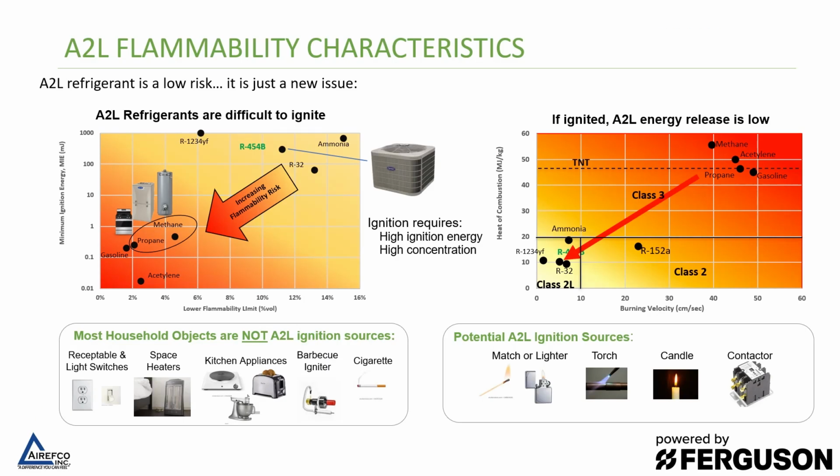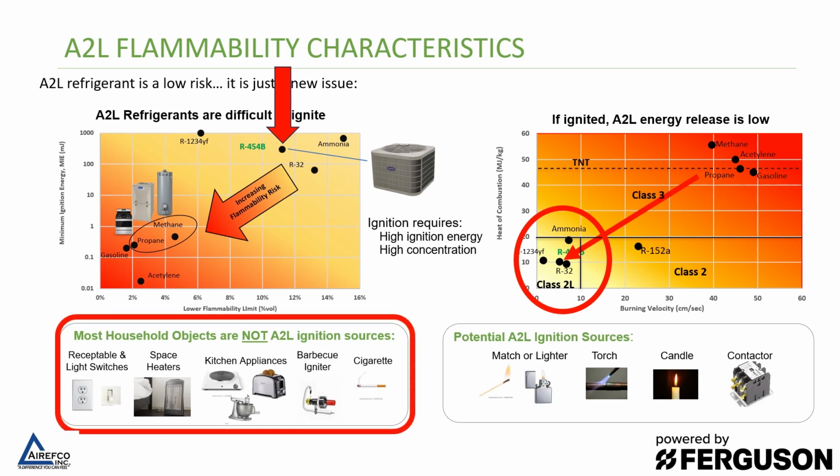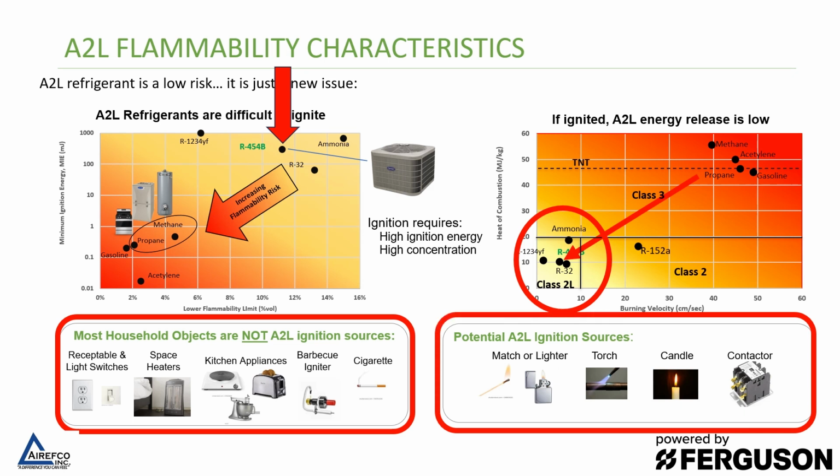This slide further shows the distance of R454B from propane and how it is mildly flammable. It's quite a ways away from the A3 classification refrigerants. And as we said, under most studies, most of your household objects were not able to ignite the refrigerant. The ones that did produce a little bit of a flame as potential ignition sources were a match or lighter, a torch, a candle, and a spark from a contactor.